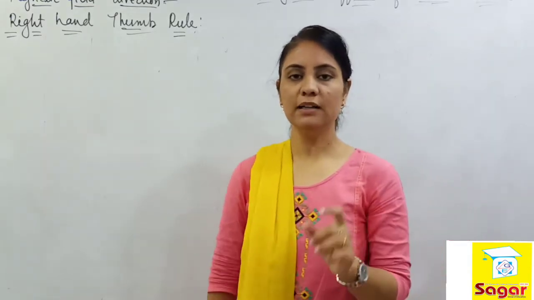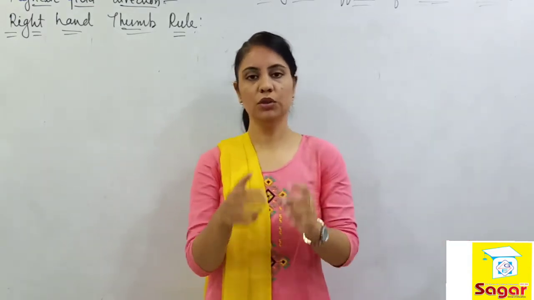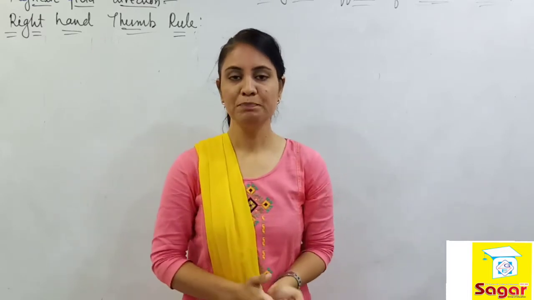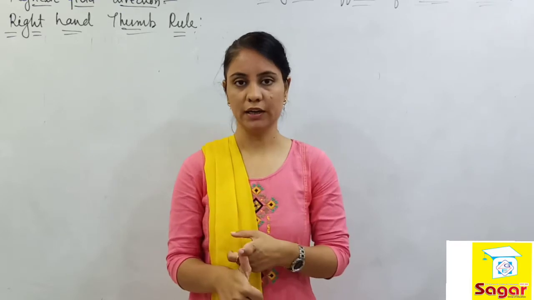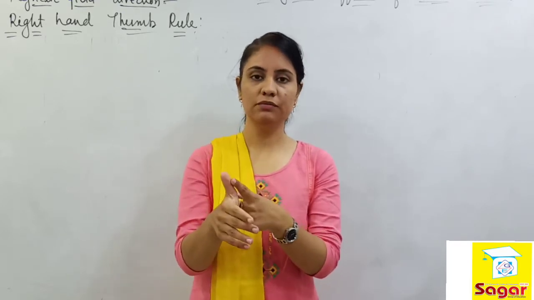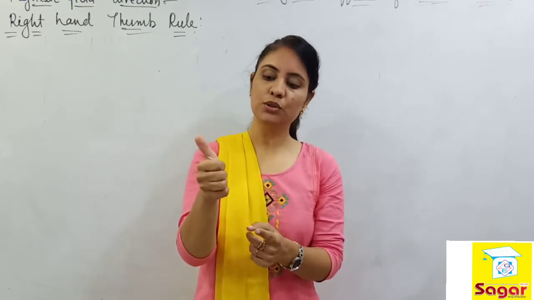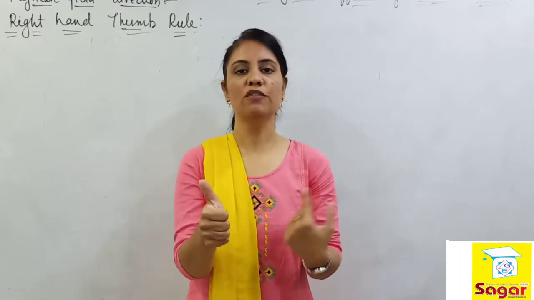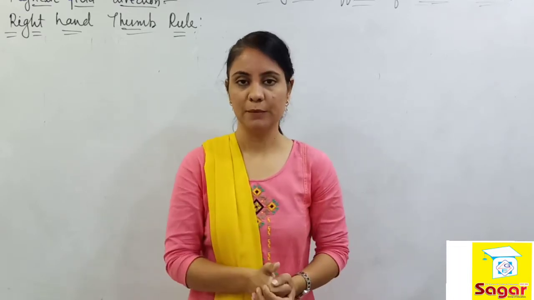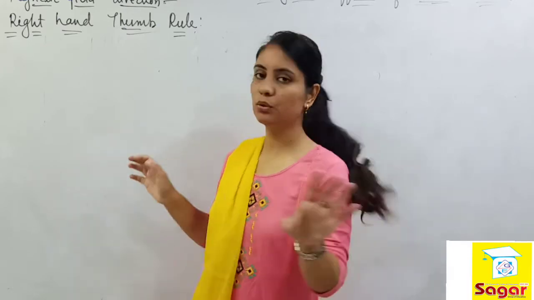Okay, so whenever you have to remember only two things, everybody. The thumb shows the direction of motion of electric current, and with respect to the thumb, wherever you twist your fingers, that is the direction of motion of magnetic field. So this is how the right hand thumb rule works.